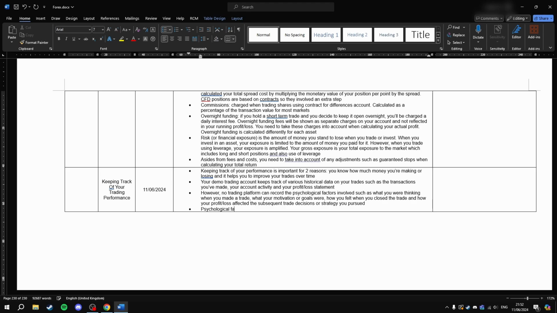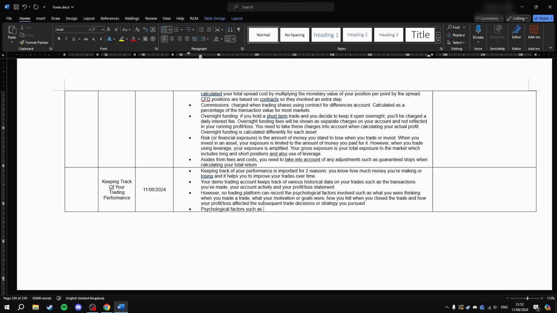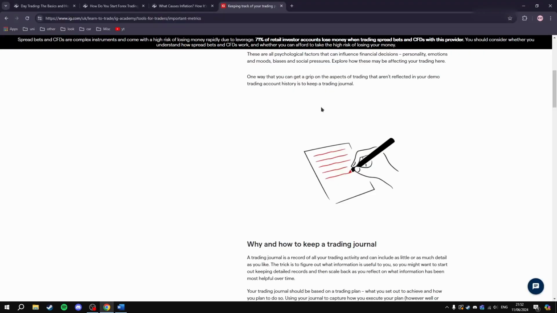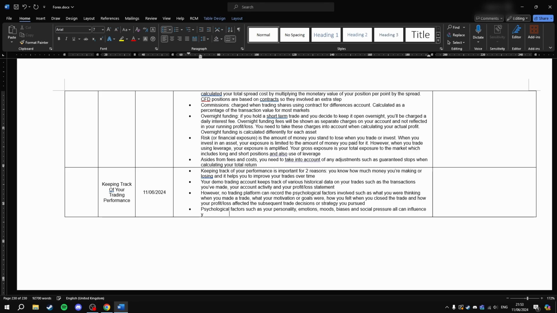Psychological factors such as your personality, emotions, moods, biases and social pressure can all influence your trading decisions.